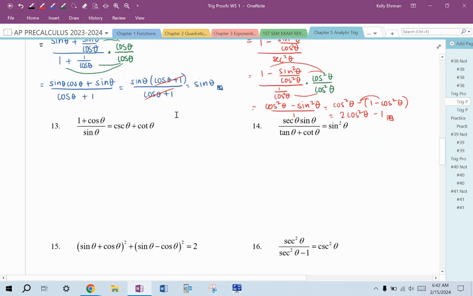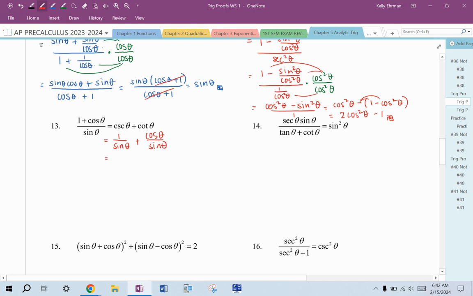Okay, for this next one, I don't think it matters which side you start on for this one. So let's say I start on the right side. Usually if I see things that are not sines and cosines, I consider that the more complicated side. So let's change these to be 1 over sine theta. It's the reciprocal identity. Quotient identity for cotangent is cosine theta over sine theta.